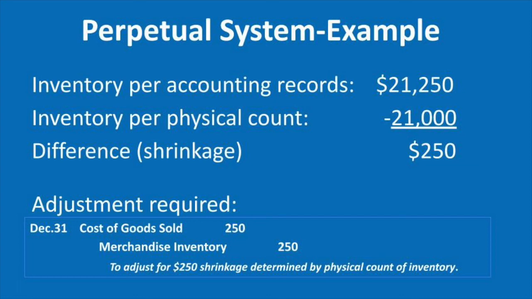That then would be considered as shrinkage. In order to write that off, we just write it off to cost of goods sold. So we debit cost of goods sold and credit merchandise inventory. This would effectively get the inventory straight with the numbers and actual products on the shelves.